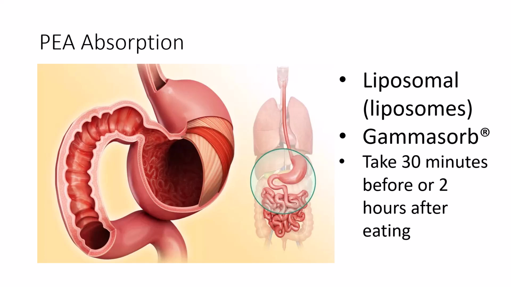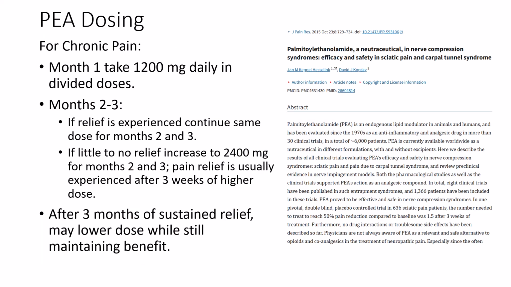Another process for increasing the absorption of PEA is mixing it with a plant-derived substance, which has the trade name of Gamma-Sorb. Adding Gamma-Sorb to PEA is reported to increase absorption of the PEA 8 times, or 800%. When you take PEA, you want to take it 30 minutes before or 2 hours after eating, because this also increases its absorption. How much PEA should you take?